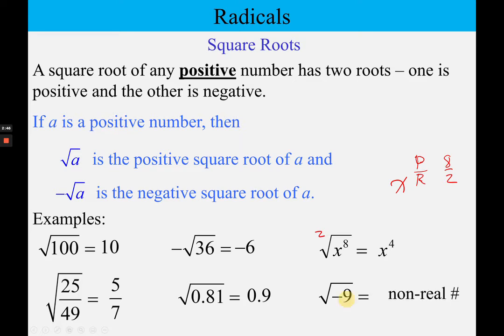Square root of a negative 9 is actually not possible. There is no way that when you multiply, the result gives you a negative 9. Therefore, square root of negative 9 is a non-real number.